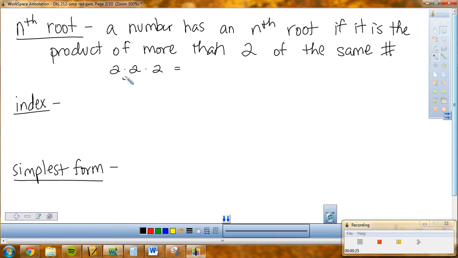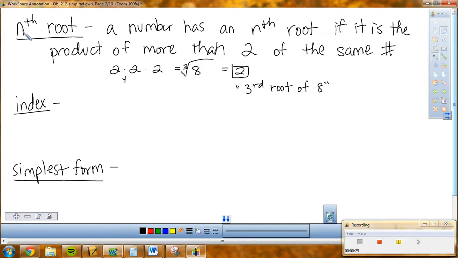2 times 2 gives me 4. 4 times 2 gives me 8. So if I want to take the root of 8, the square root of 8 would say what number times itself gives me 8. The third root of 8 is going to say what number times itself 3 times gives me 8. Right? And just like square root, we would say, the answer is 2, because 2 three times gives me 8. We say this as third root of 8.